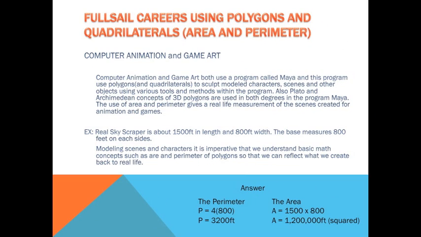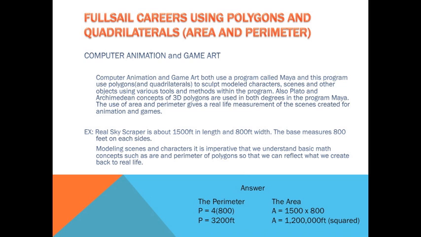Careers using polygons and quadrilaterals, area and perimeter as well. This was a really fun part for me because it involves my career, which is computer animation and game art. Computer animation and game art both use a program called Maya, and in this program it uses polygons and quadrilaterals to sculpt modeled characters, scenes, and other objects using various tools and methods within the program. Also, Plato and Archimedes' concepts of 3D polygons are used in both degrees in the program Maya. The use of area and perimeter gives a real-life measurement of the scenes created for animation and games.